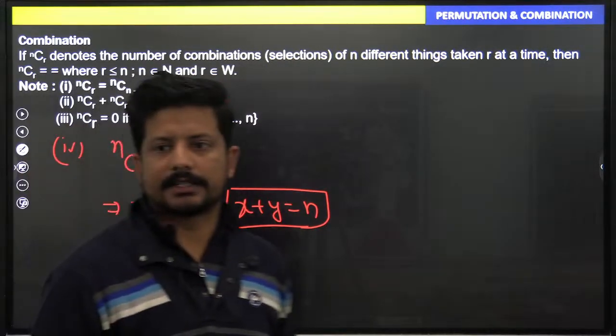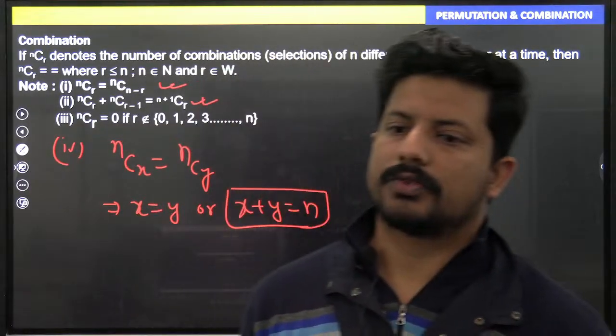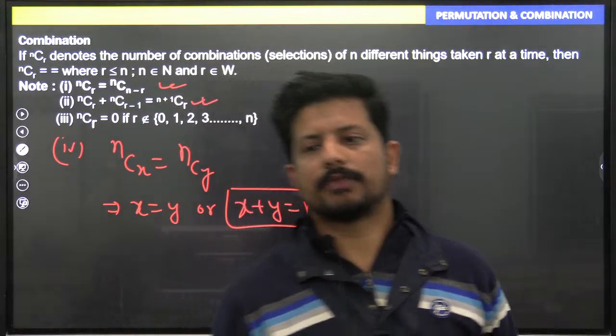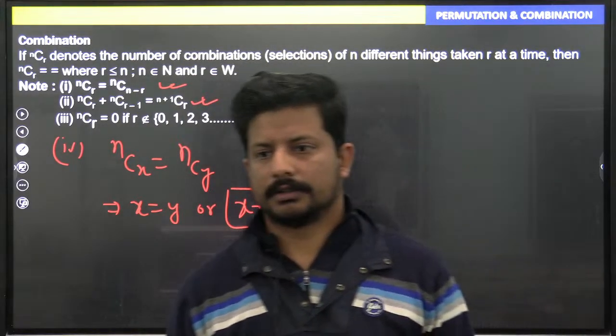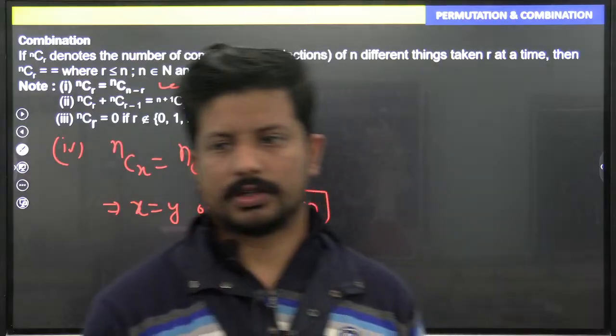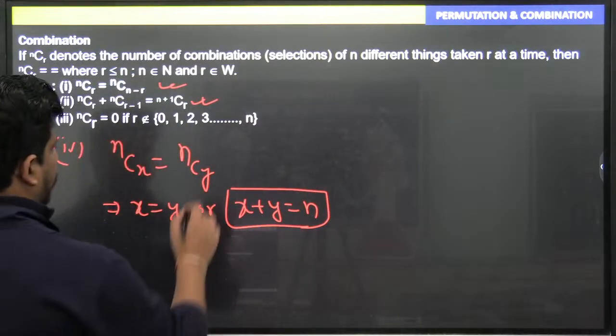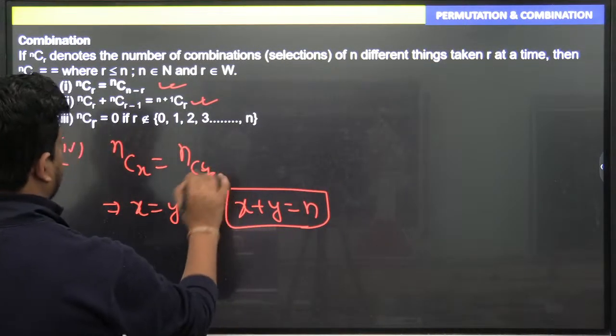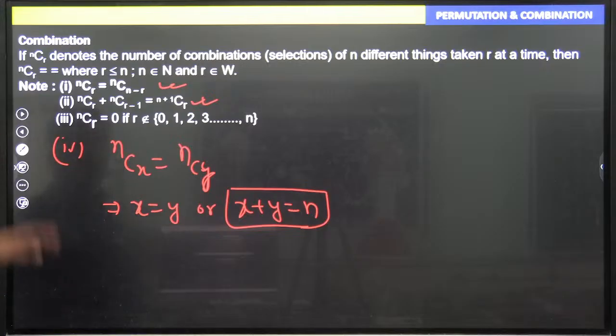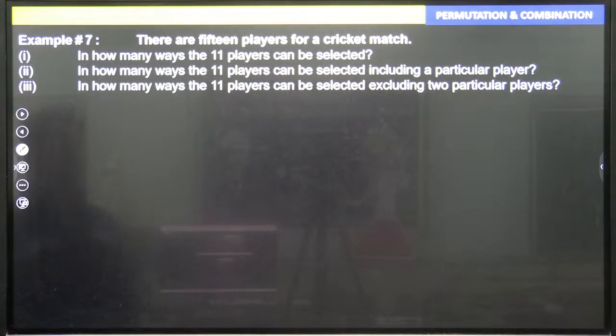Okay? From this you can learn this thing. nCx is equal to nCy, so either x equals y or x plus y equals n. Hope you are getting my points. You need to know this 4th point, because today there is one problem on this thing. Okay, so let us see that problem.